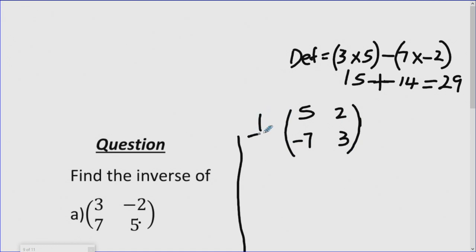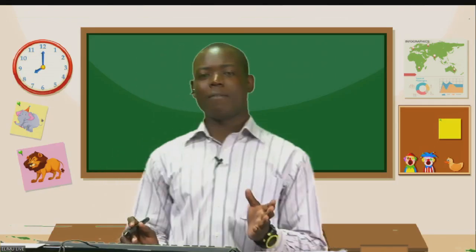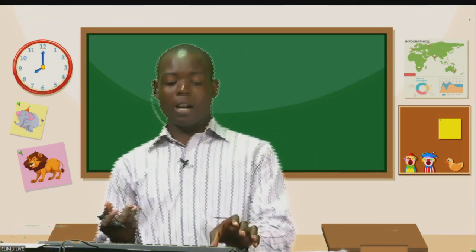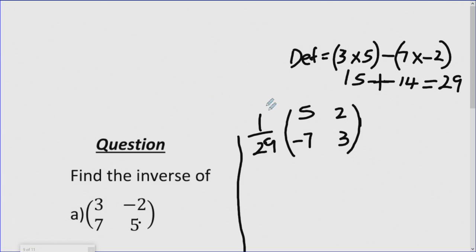So we take 1 over the determinant, which is 29. 1 over 29. And so by expansion, we obtain the inverse by simply expanding. You simply multiply 1 over 29 by every element in the matrix. And if you carry out the expansion, this is what will happen. So let's expand together. We have 1 over 29 times 5. That gives us 5 over 29. And then we have 1 over 29 by 2.